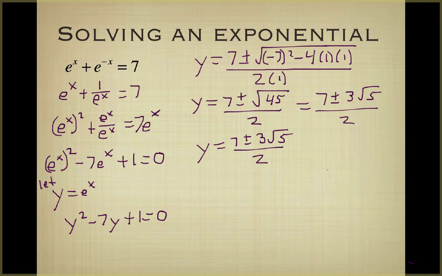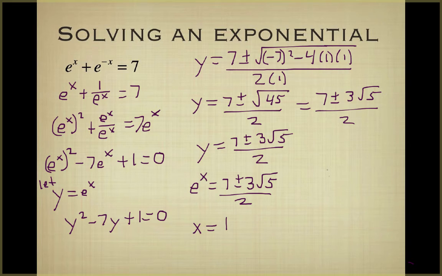Well, now I can go back and replace my y with my e to the x. I have e to the x equals (7 plus or minus 3 square root of 5) over 2. And to solve these exponentials, to get rid of the e to the x, we take the natural log of both sides. When you take the natural log of e to the x, the ln and the e are inverse functions, so we just get the x back.